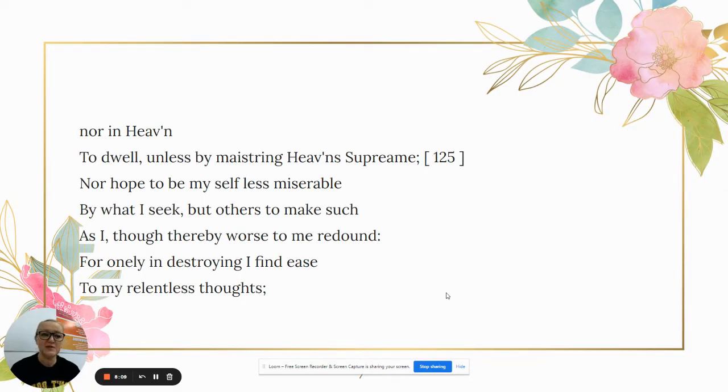And so talking of motivations, here we have Satan talking about what he wants to do. And it's not to make himself happier by being in Eden, but to make others such as me. Only in destroying I find ease to my relentless thoughts. So he's a character bent on destruction.